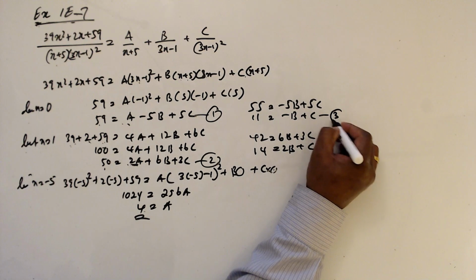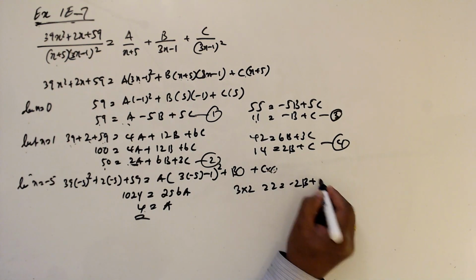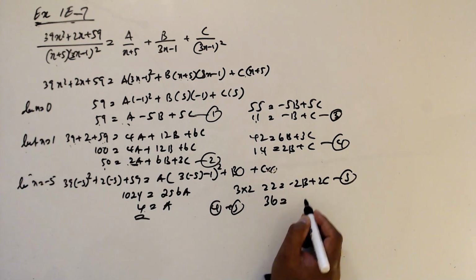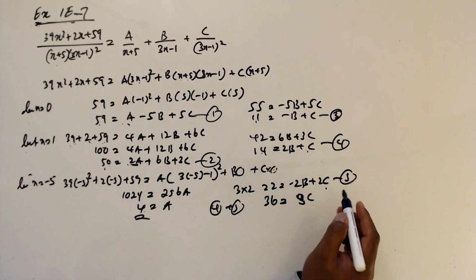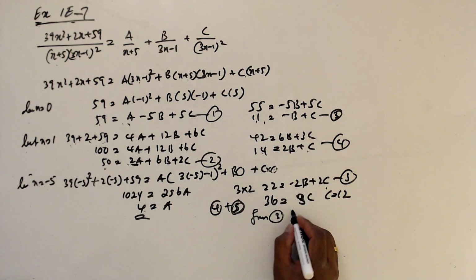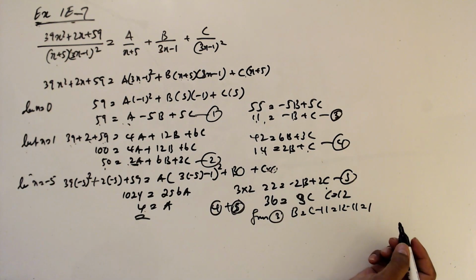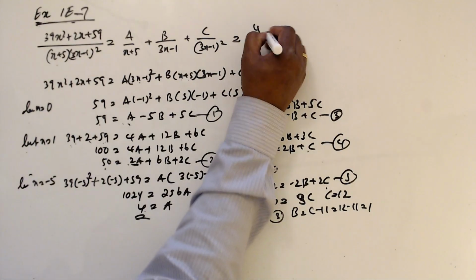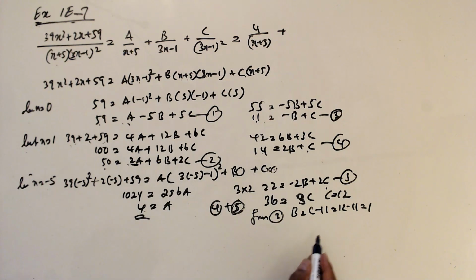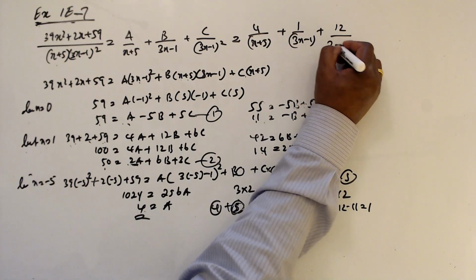Now we have two equations, this is 3 and 4. When multiplied, 3 multiplied by 2, 22 equals minus 2b plus 2c, that is 5, then 4 plus 5. So this is going to be 36 equals 3c. So c equals 12. From 3, b equals c minus 11, which is 12 minus 11, which is 1. So a equals, now we found out, 4 over x plus 5. B is 1 over 3x minus 1 and c is 12 over (3x minus 1) squared.